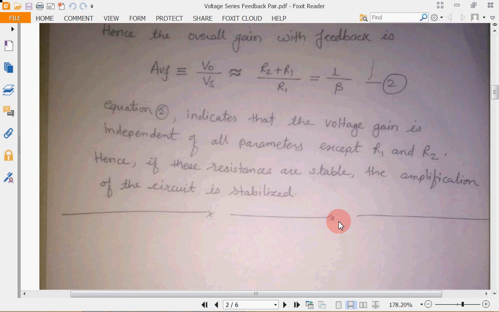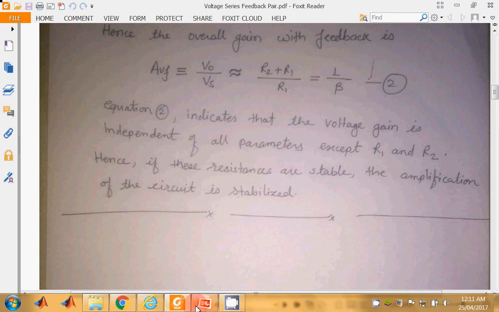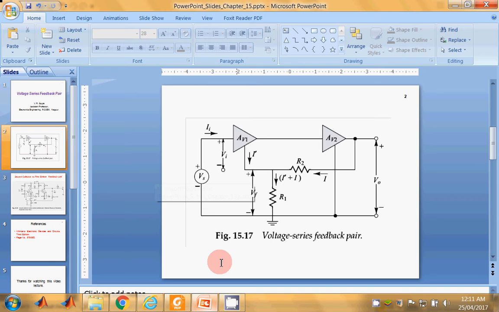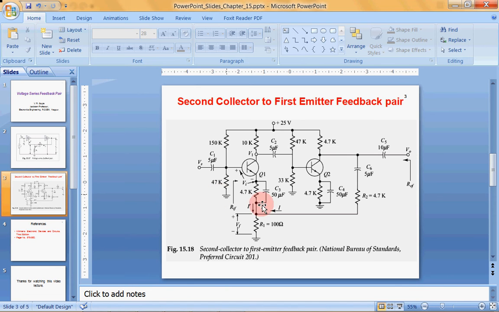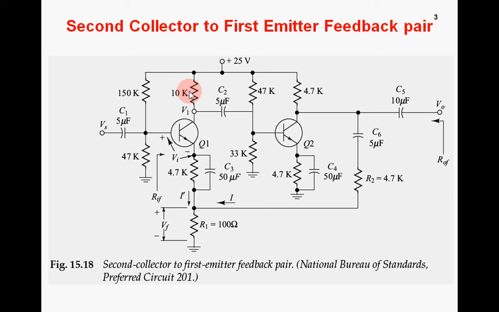Now let us consider an explicit electronic circuit which uses this voltage series feedback pair. For that purpose we will have to consider this figure. This is called the second collector to first emitter feedback pair. If you look at this figure carefully, you will understand the meaning of this name.